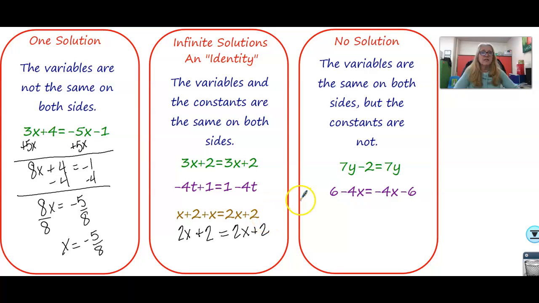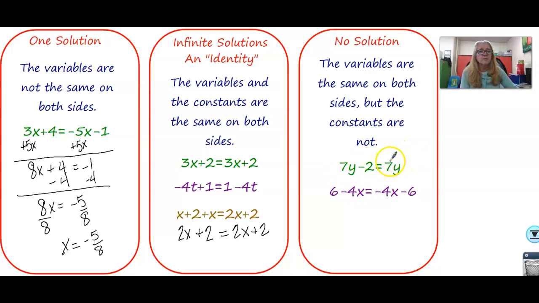Finally, we will see equations that have no solutions. When we have an equation with no solution, what we will notice is that the variables on each side are the same, but the constants are not. Okay? That results in a not equal situation every time. Look at this first example. No matter what y is, on both sides you're going to multiply it by 7. But only on the left-hand side are you then going to subtract 2. No matter what you pick for y, the left side will always be 2 less than the right side. They're not going to equal each other. So this has no solution.